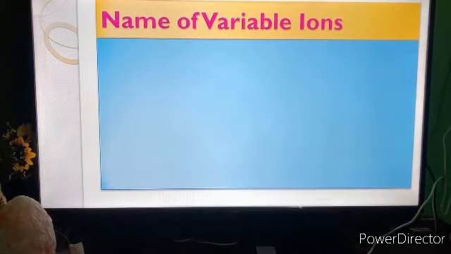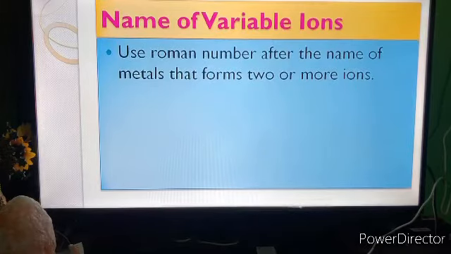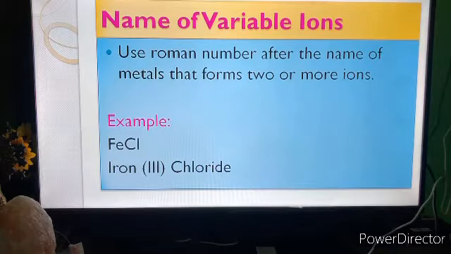Okay, naming variable ions. Use a Roman numeral after the name of metals that form 2 or more ions. For example, FeCl3 is named iron(III) chloride. Again, the metal is written first, followed by the charge in Roman numeral in parentheses, and then the non-metal with the suffix -ide. So FeCl3 again is iron(III) chloride.